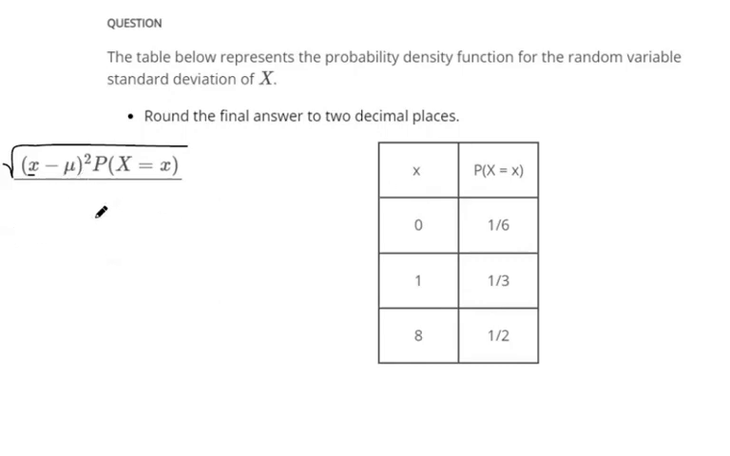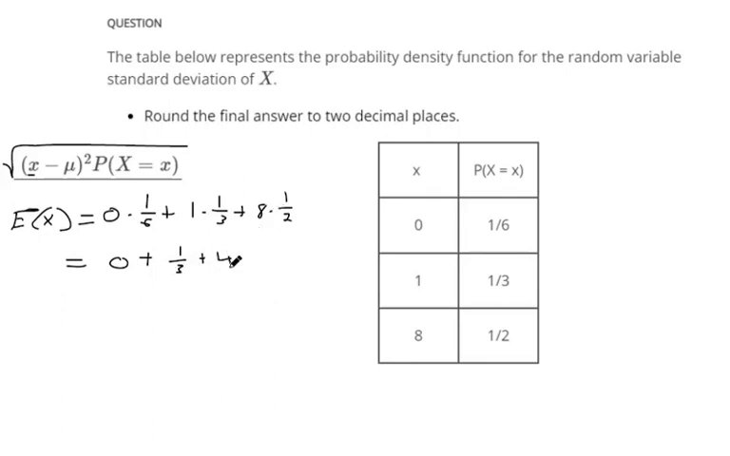First thing we need is the mean. The expected value of x is the mean of the distribution, and it's found by taking each value for x and multiplying it by the probability. So 0 times 1/6 is 0. 1 times 1/3 is 1/3. 8 times 1/2 is 4. And as a decimal, because I think that's what our program uses, it's 4.3 repeating.